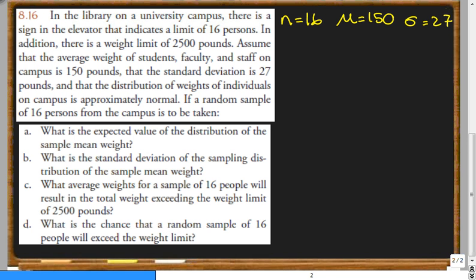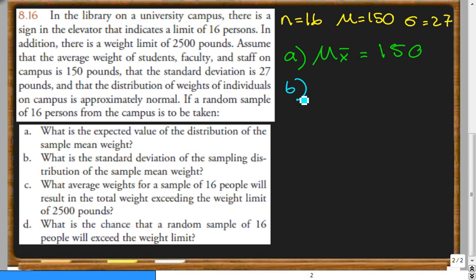Okay, so let's look at A. A says, what is the expected value of the distribution of the sample mean weight? For A, the expected value, that's your mean. What are we expecting out of that? The expected value is the same thing as our mean, which is 150. That's it.